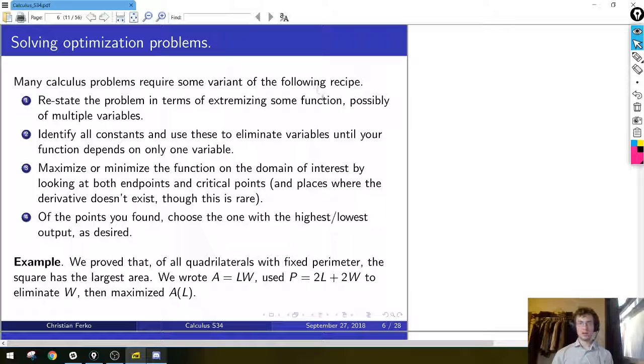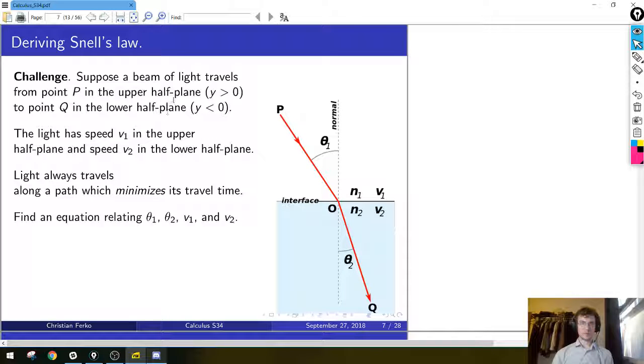You write it in terms of a function, eliminate variables using constants, and then apply the arguments of the previous slide, where you find all the points in those three classes and compare their outputs. Then we saw a few ways of doing that. There was this nice Snell's law problem where we needed to minimize travel time for a beam of light.